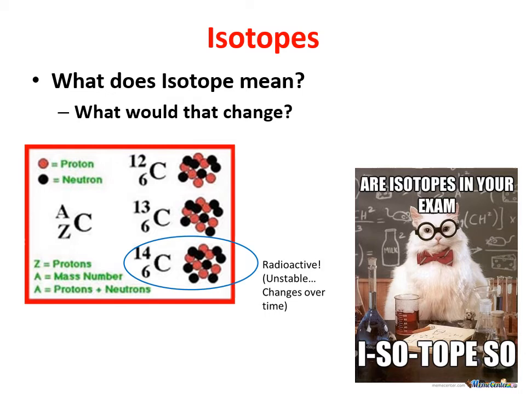So when you have an isotope, it means that you have the same element but a different number of neutrons. If I told you that you have an isotope of carbon with an atomic mass of 13, how does that differ from regular carbon? Well, now it has 7 neutrons instead of 6, because the way that you find the number of neutrons is you subtract the atomic number, which is the lower number, from the atomic mass, which is the bigger number.